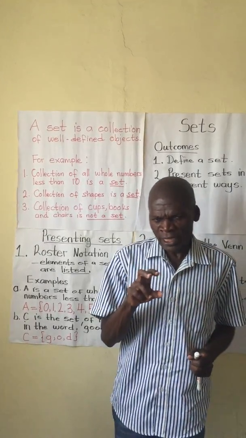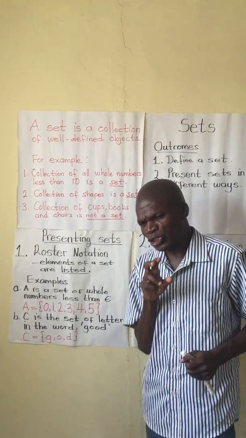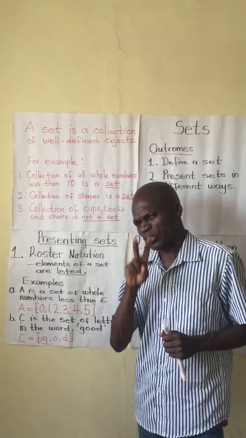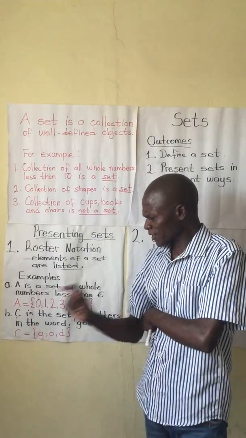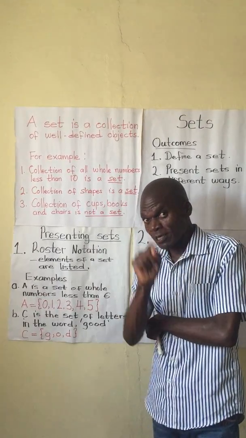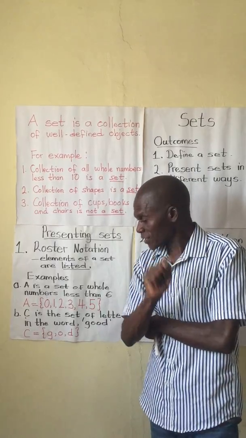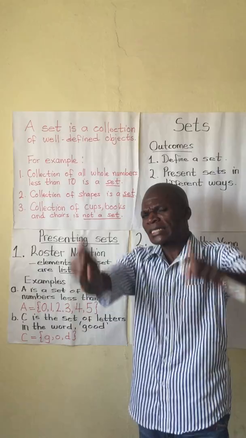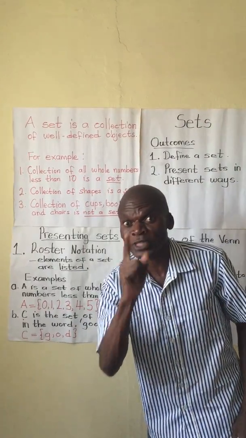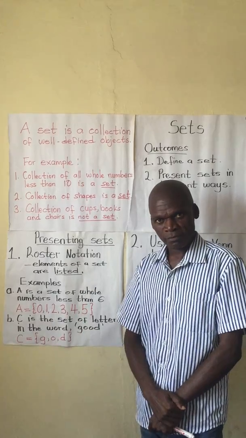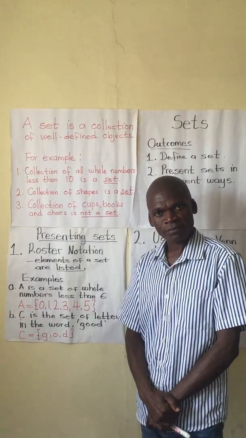Now, the things that I want you to hear, and hear me well. If you look at these two sets, there's set A, it's in capital letter. There's set C in capital letter. This means that all the sets, as long as it is a set, it has to start with a capital letter. Capital letter A, capital letter C.